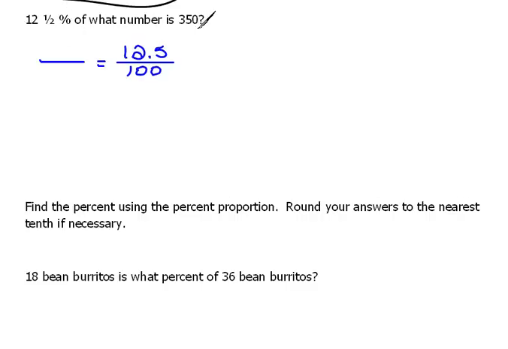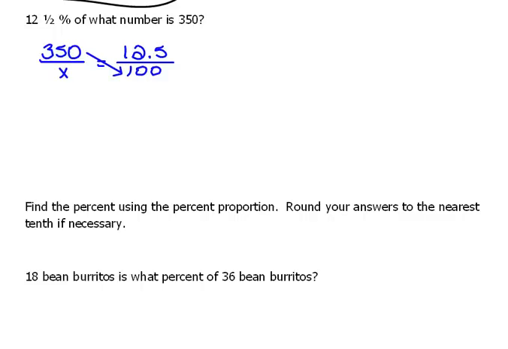We need to decide if 350 is the smaller portion or the whole. So, and this is again where the "is" and the "of" sort of is very helpful. Of what number is 350? That's telling us that the 350 is the part, and the whole, of what number, we don't know. So the entire amount is what we're looking for.